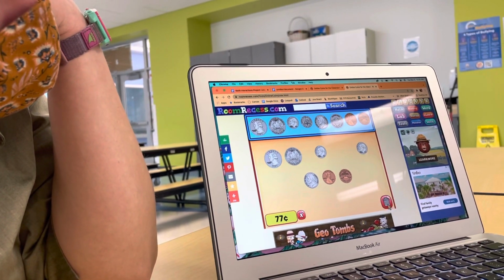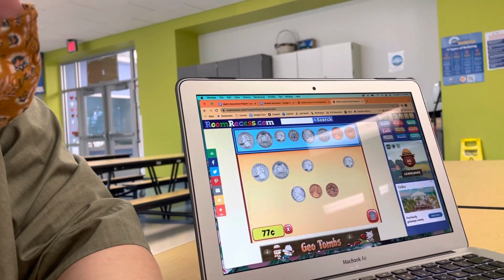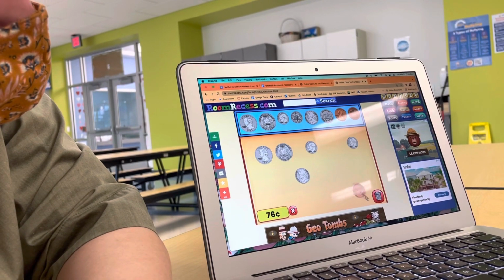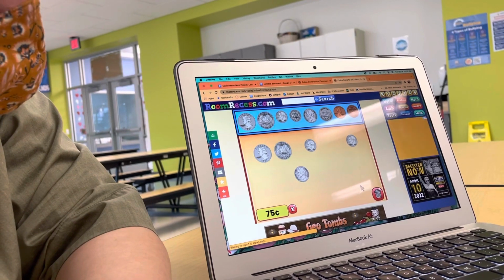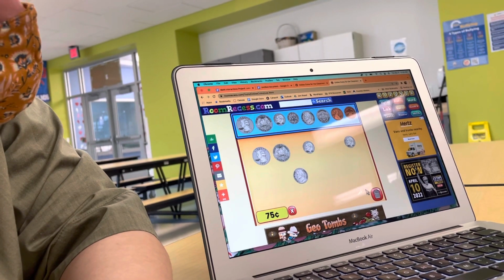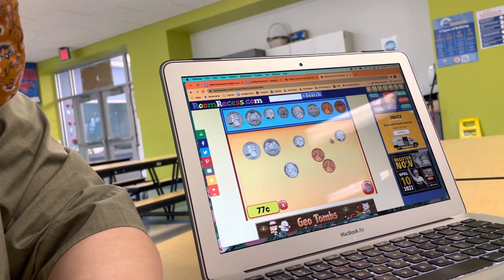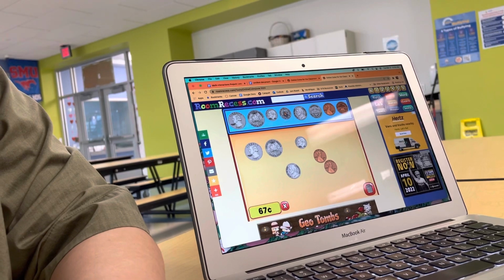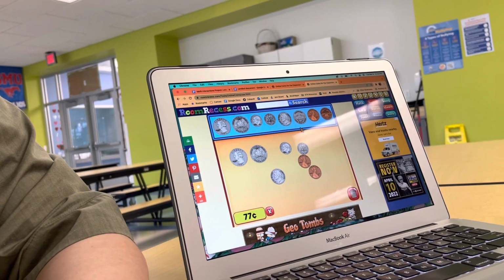77 cents. And the pumpkin costs 74 cents. Too much. Okay, so down at the bottom it says how many cents do we have?